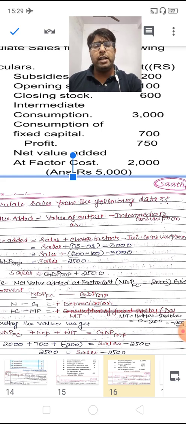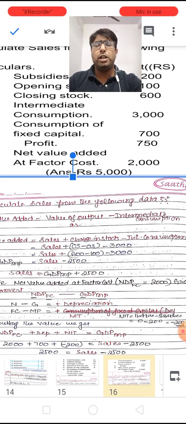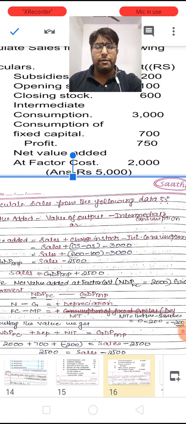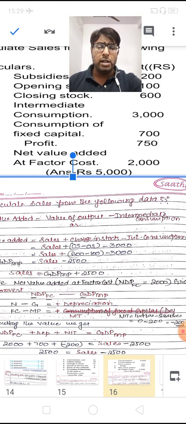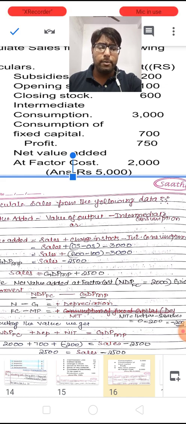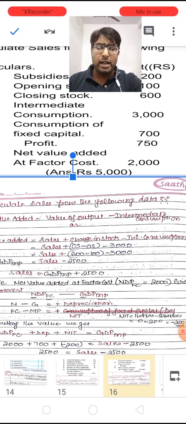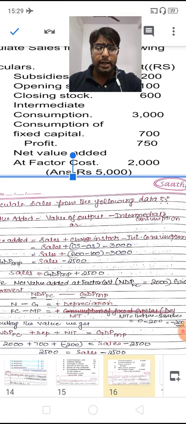Now we have already been given the value of NDPFC, which is 2000. Now from NDPFC, we have to reach GDPMP. Now we will start our conversion. At first we have net, and from net to gross we want to reach. From net to gross we have to add the depreciation, and from factor cost to market price we have to add again the value of net indirect tax.